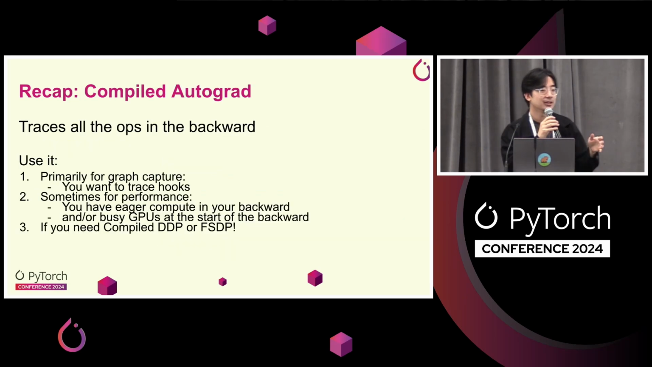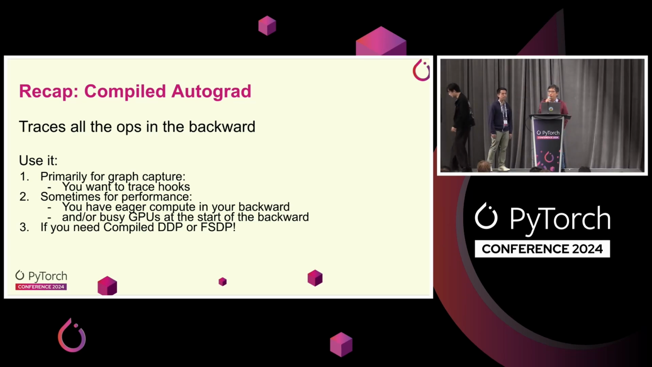So to recap, Compiled Autograd is a way to trace all the ops in the backwards, and you mainly want to use it for graph capture. There are certain situations where it's good for performance, and the third reason may be that you want to use the new compositions with our distributed frameworks. I'll pass it to Chien-Chin to talk about Compiled DDP.